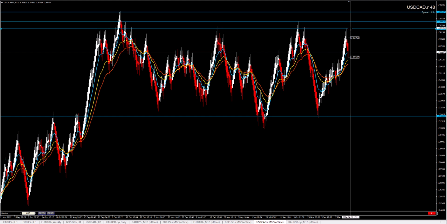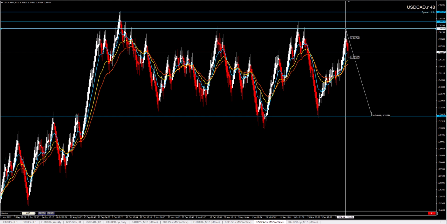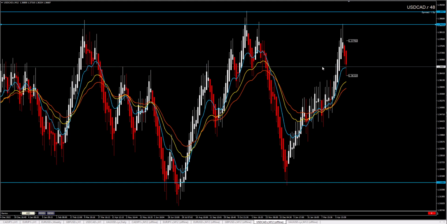So the question is if this is enough for price, and price will do this, or we'll still have some retracements and another push to this, maybe to this, or even to that. We will see. Definitely there is volatility right now, as you can see here.